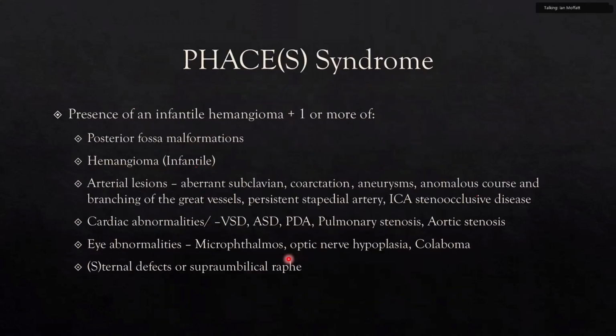And the last one we're going to go through, which I think will actually finish on time, is PHACES syndrome. So this is the presence of an infantile hemangioma plus one or more of posterior fossa malformations. Hemangioma, the hemangioma is in there. Arterial lesions such as aberrant subclavian, coarctation, aneurysms, anomalous course or branching of the vessels. They have persistent anastomoses or ICA steno-occlusive disease. They often have cardiac abnormalities, including VSDs, ASDs, PDAs, pulmonary stenosis, and aortic stenosis. They'll have ocular abnormalities, including microphthalmos, optic nerve hypoplasia, and colobomas, and then sternal defects or supraumbilical raphe.